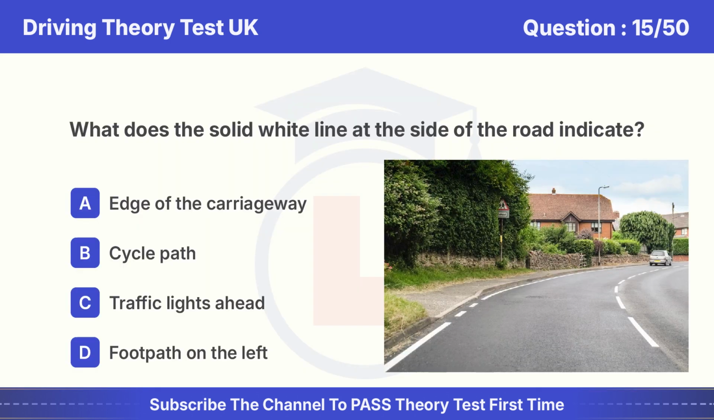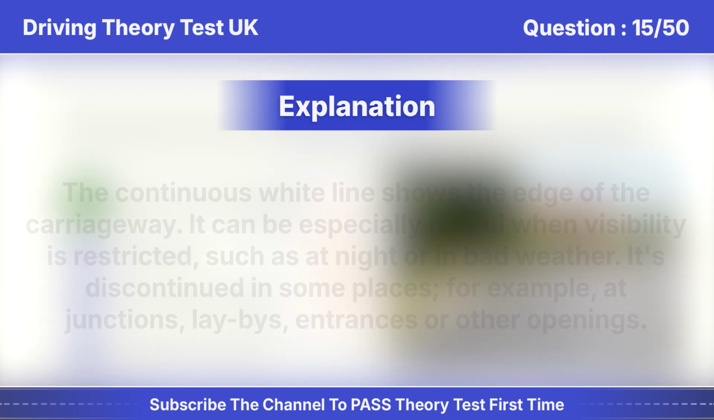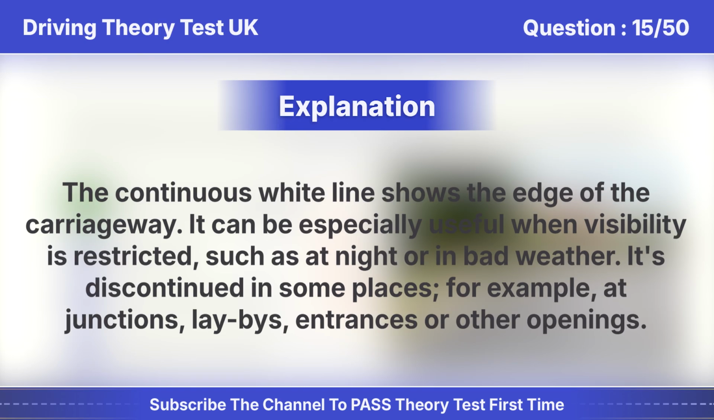Question 15. What does the solid white line at the side of the road indicate? Answer is A. Edge of the carriageway. The continuous white line shows the edge of the carriageway. It can be especially useful when visibility is restricted, such as at night or in bad weather. It's discontinued in some places, for example, at junctions, lay-bys, entrances, or other openings.